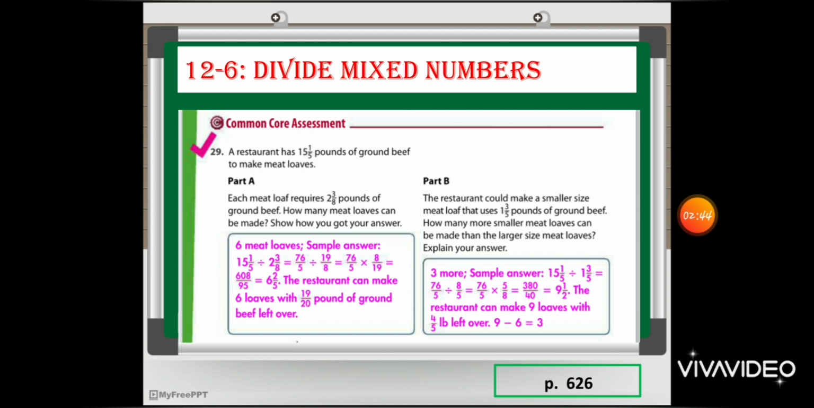So we have to go back with the first one. So we have to subtract 6 from 9. So therefore, there will be 3 more smaller meatloaves than the larger one. Were you able to follow? Actually, this problem is easy. You only have to remember the rules that must be used in dividing mixed numbers. Remember the acronym KCF? Okay, for you to be guided with this, you will be watching a short video to be refreshed with our lesson.